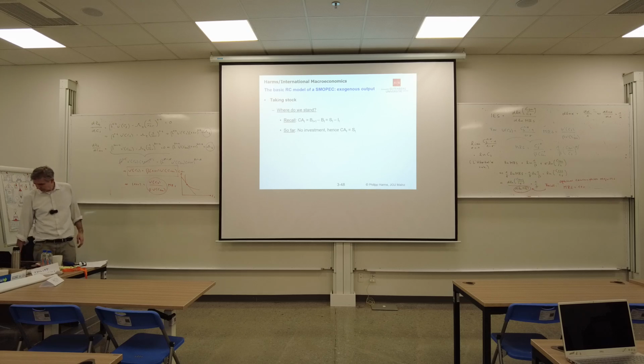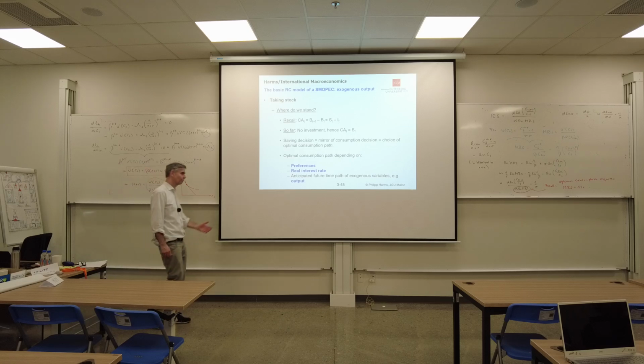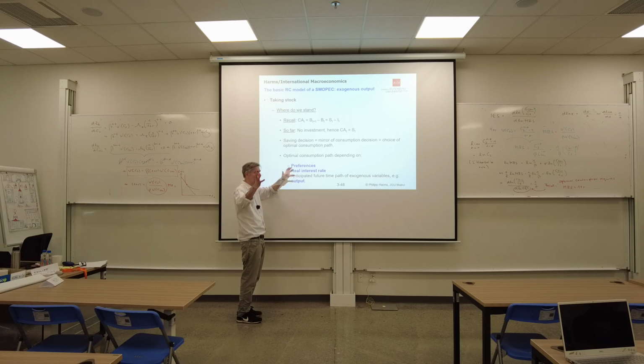So far, we didn't have any investment, so basically the current account was just reflecting savings. The saving decision is the mirror of the consumption decision. That is the choice of the optimal consumption path. And the optimal consumption path depends on preferences, as reflected by beta and sigma, the real interest rate, and the anticipated future time path of exogenous variables, for example, output.